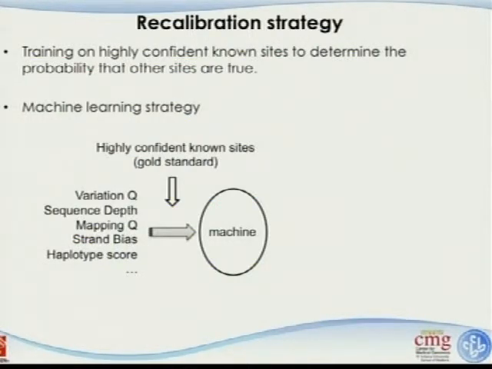Okay. Again, that doesn't mean the remaining ones are not real. But those in dbSNP are more credible. And then the computer scientists will train a machine to learn the patterns.